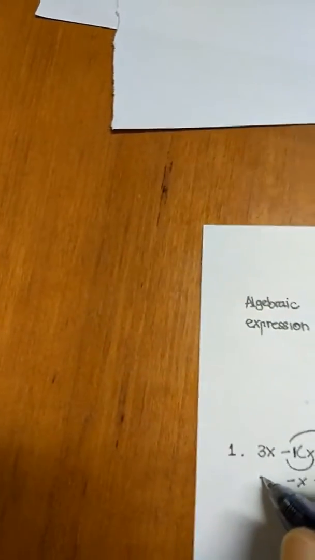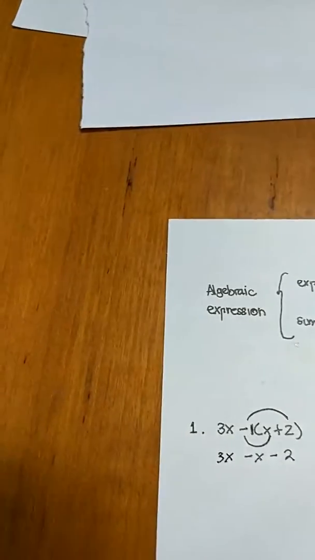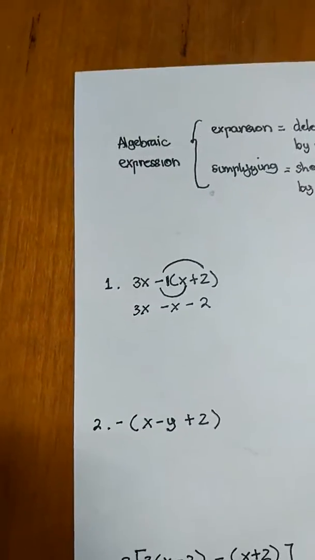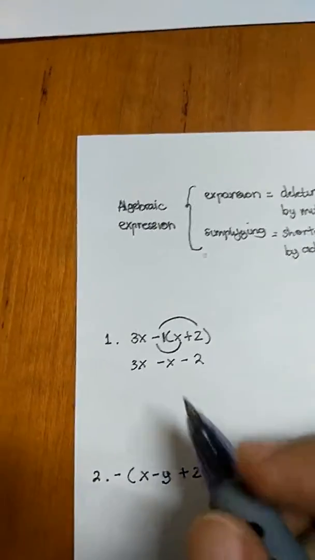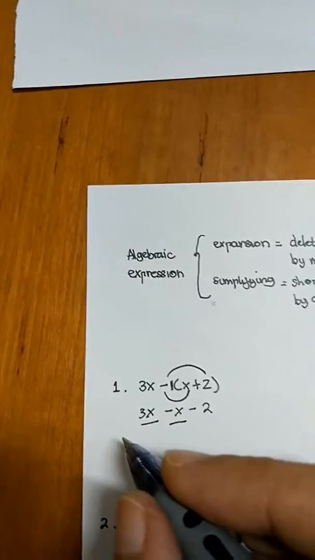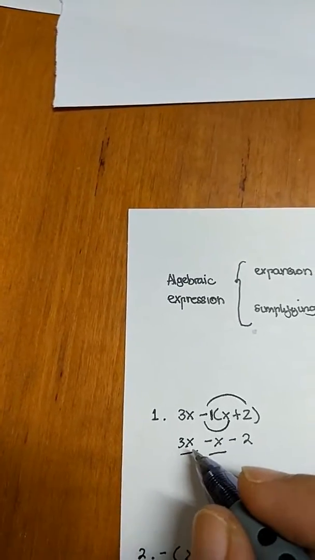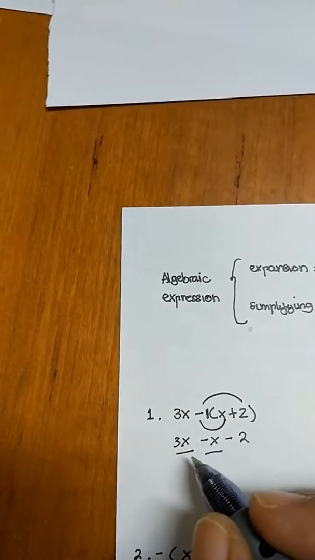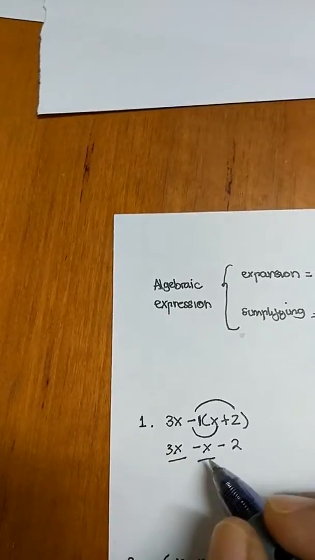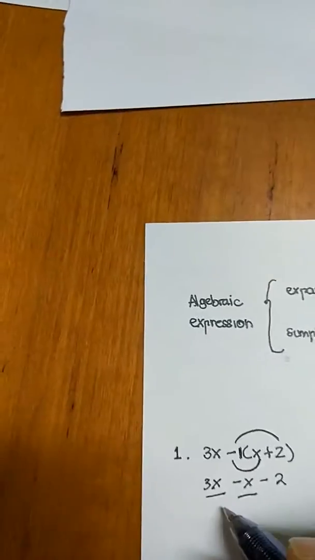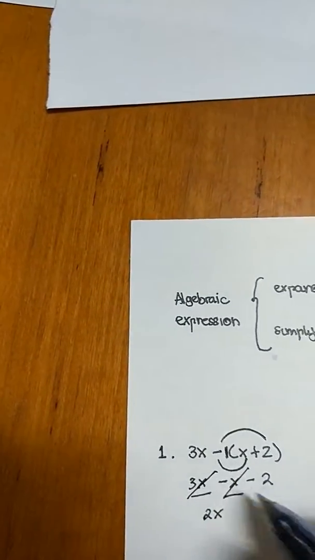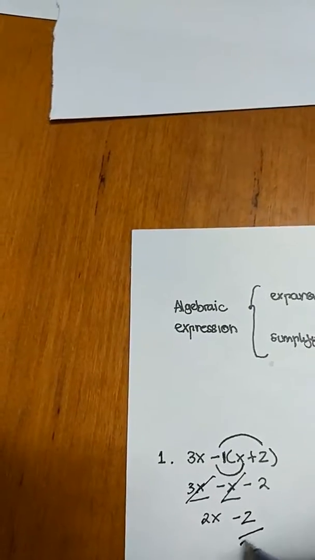Okay, and then copy the first term there, 3x. Now, we need to simplify it. How to simplify it? Look, is there any like terms? Yes, there is 3x, there is minus x. Now 3x minus x are like terms because both of them use x as a variable. Now what will be the result? You can simplify it. This becomes 2x, and then minus 2. So that's the answer.